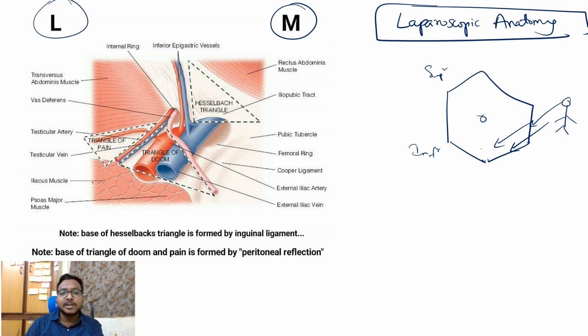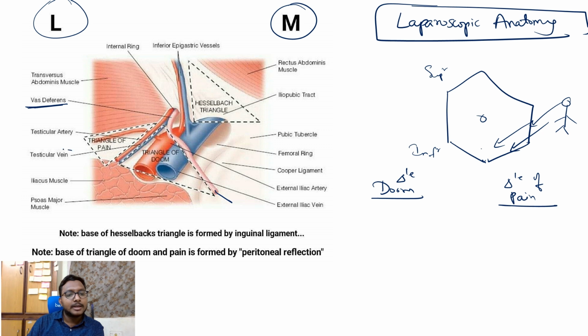So there are two important triangles we need to understand. One is triangle of doom and another one is triangle of pain. They are adjacent. You can see here, this structure is vas deferens. This forms the medial boundary of triangle of doom. The lateral boundary is formed by gonadal vessels. This is a testicular artery and testicular vein. In case of females, it will be formed by ovarian vessels. So gonadal vessels are the lateral boundary of triangle of doom. So medial, lateral, and base.